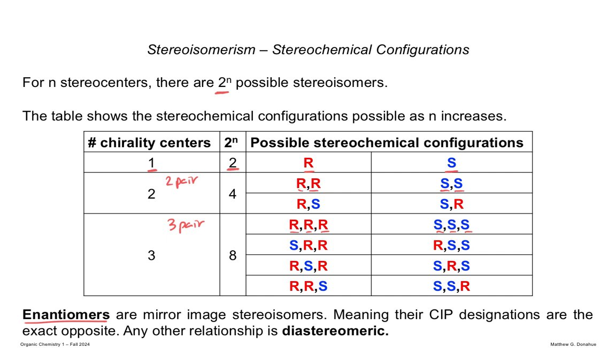So let me draw that in, maybe blue. So those would be diastereomers. Those would be diastereomers. Those would be diastereomers, and then those as well. Any questions?